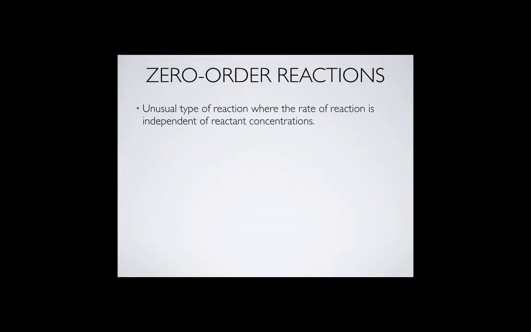Now, zero order reactions are a little bit of an unusual type of reaction. So here the rate of reaction is completely independent of reactant concentrations. It means I have no exponents for any of the reactants. And so our rate equation here is negative delta R over delta T is equal to K times concentration of reactant raised to the 0 power. Well, anything raised to the 0 power is a value of 1, and so we have K times 1. So the rate of the reaction is dependent only on the rate constant K.